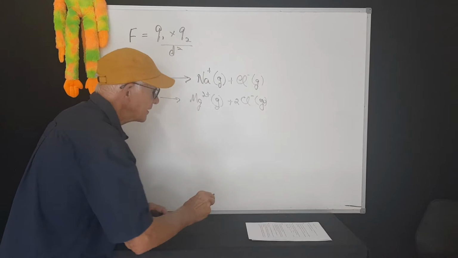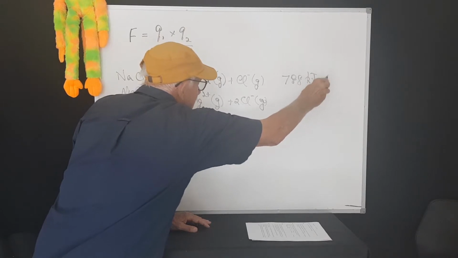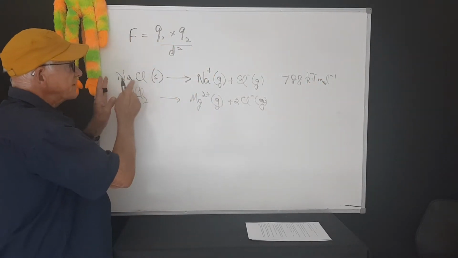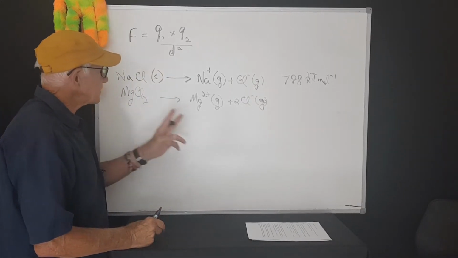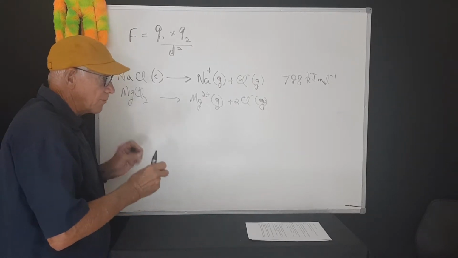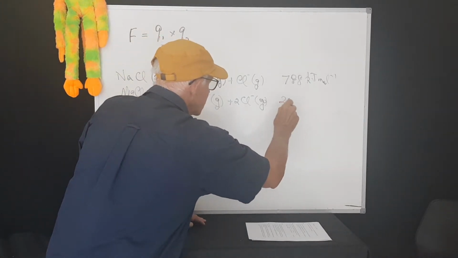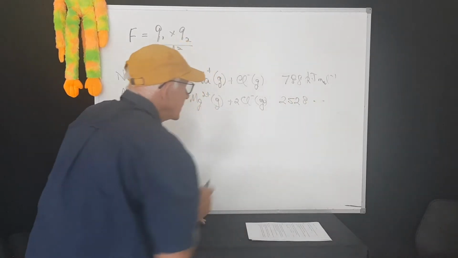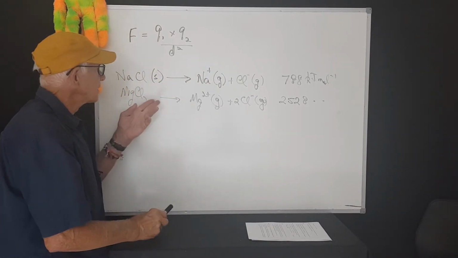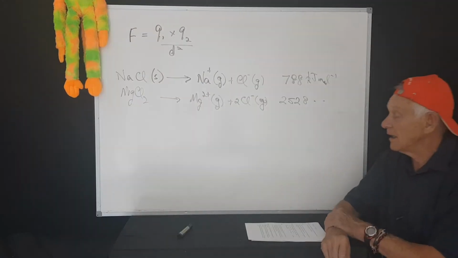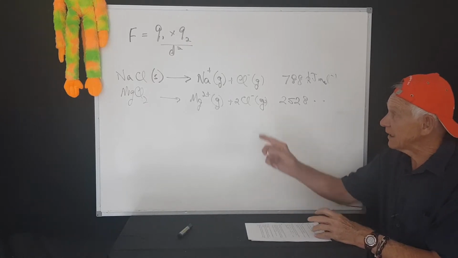I've got some data here. This is 788 kilojoules per mole to pull apart 6 times 10 to the 23 sodium ions and chloride ions from each other. For magnesium chloride, you suggested it would require more energy to pull those apart. Indeed it does: 2528 kilojoules per mole. A heck of a lot more energy is required to pull these apart than to pull those apart. Aha! Well, we know that water molecules win the competition, the tug of war, in the case of sodium chloride.